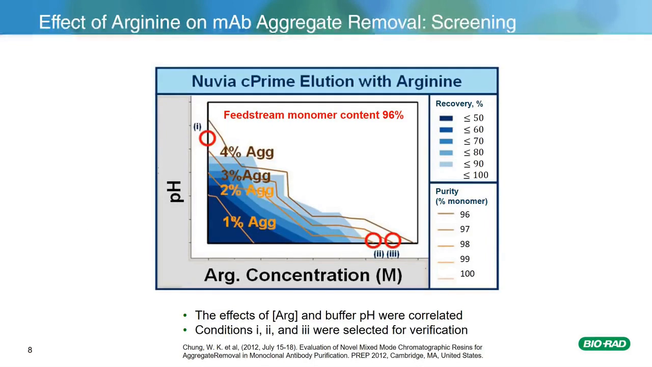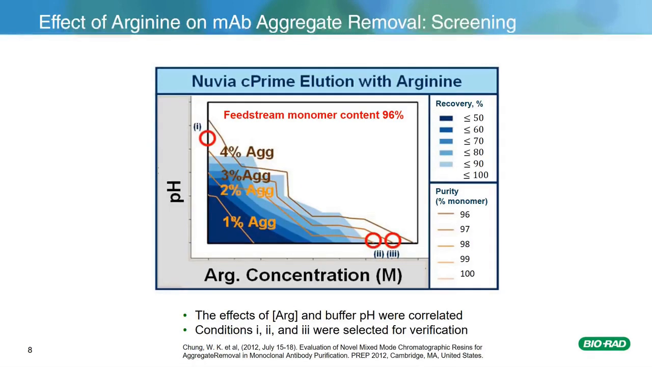A MAb team has studied the effect of arginine for a MAb polish purification with Nuvia C'. The feed stream contains 96% of MAb monomer. The goal is to improve the monomer content at high recovery.